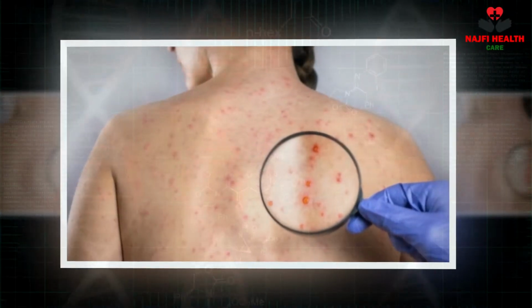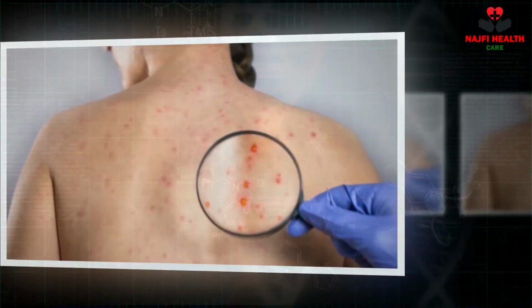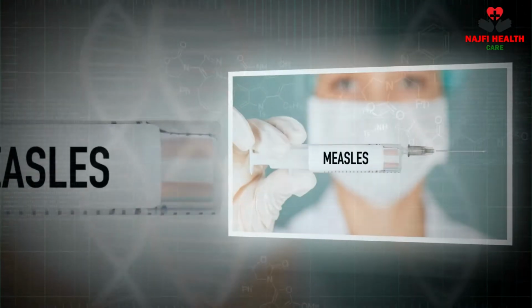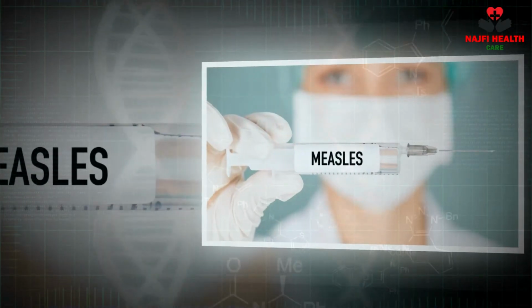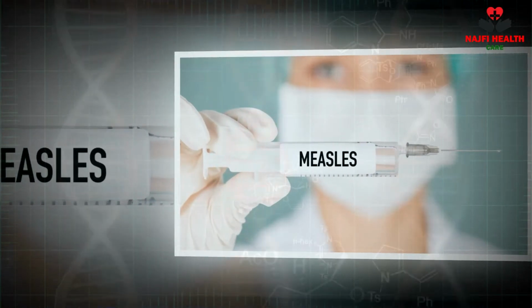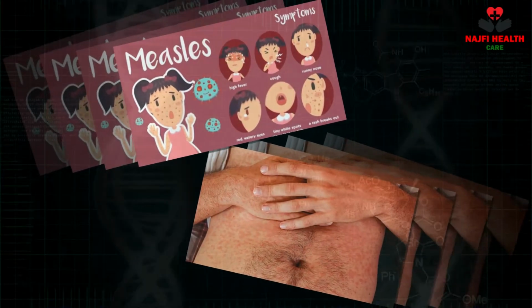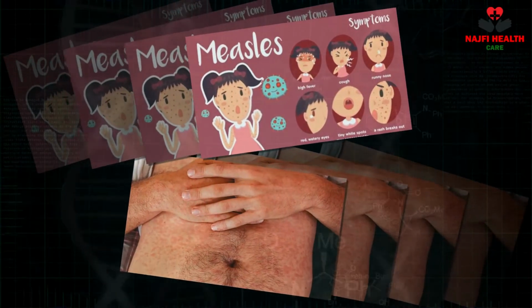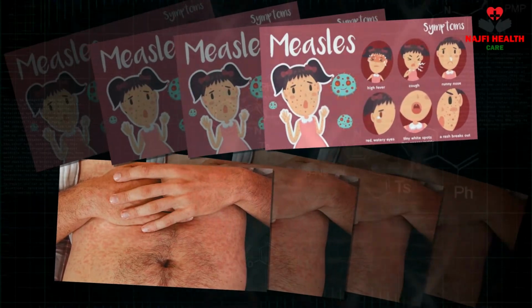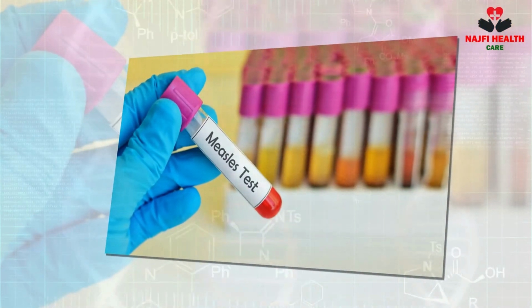Your doctor may recommend the following to help you recover: acetaminophen (Tylenol) or ibuprofen (Advil) to reduce fever, rest to help boost your immune system, plenty of fluids, a humidifier to ease a cough and sore throat, and vitamin A supplements. Measles prevention.